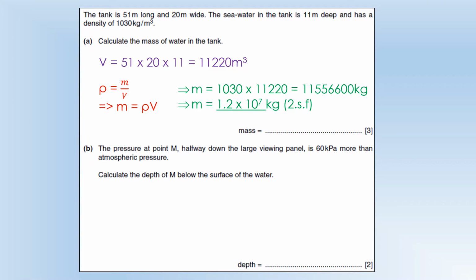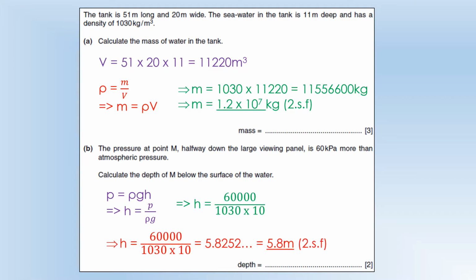The pressure at point M halfway down the large viewing panel is 60 kilopascals more than atmospheric pressure. Calculate the depth of M below the surface of the water. So we're using the pressure with height of a fluid equation, and we want to find the depth, or h. So we've got the value of pressure, remembering to convert into pascals, and we've got the values of density and g, which gives us our height, which again I would give to 2 significant figures.